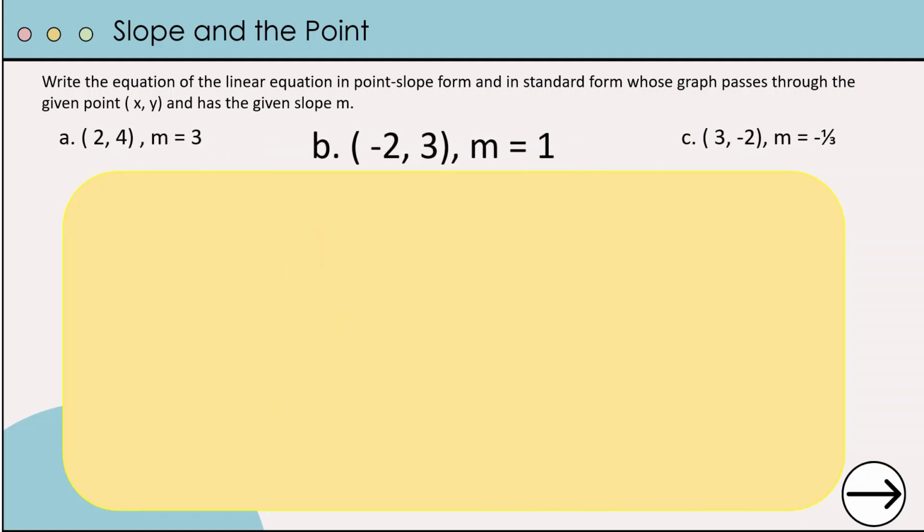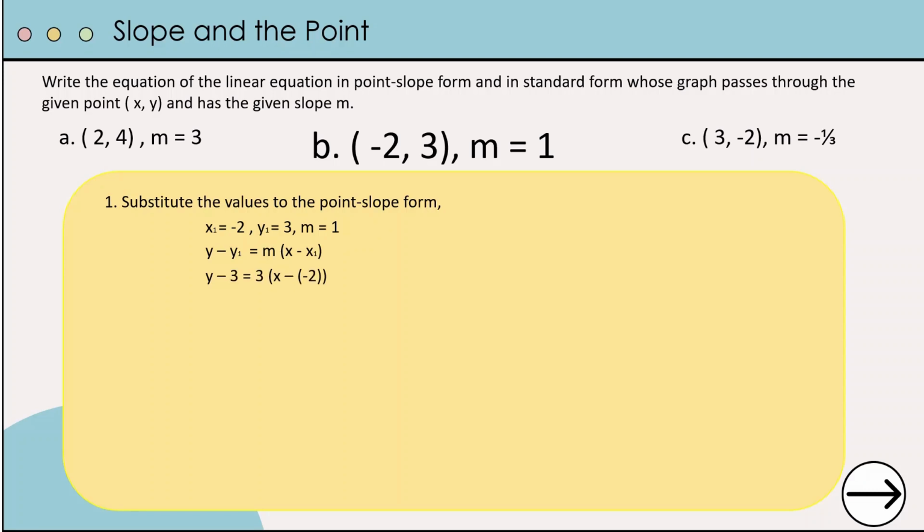This time, let's have letter B. Our first step is to substitute the values to the point-slope form. Our given is x sub 1 equals negative 2, y sub 1 equals 3, and the given slope is 1. Now our point-slope form is y minus y1 is equal to m times x minus x sub 1. We simply substitute, this becomes y minus 3 equals 3 times x minus negative 2.